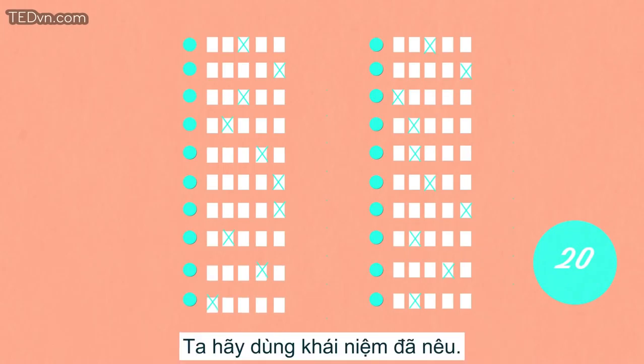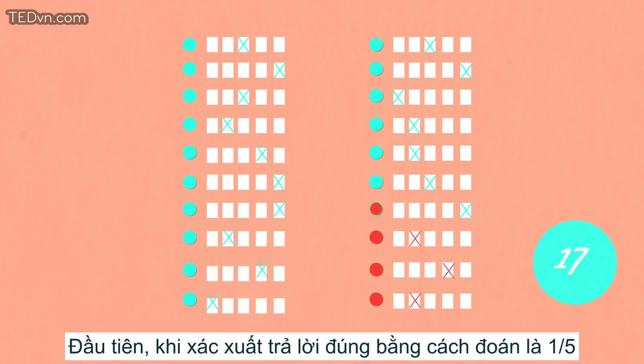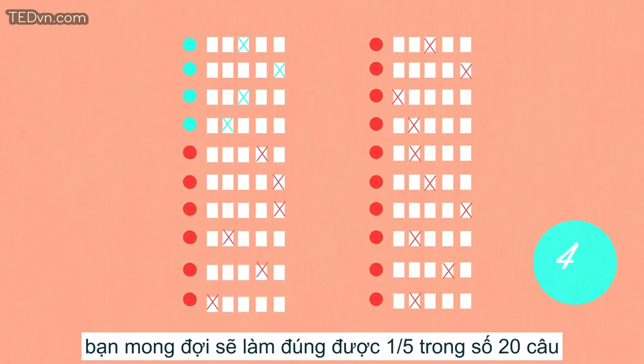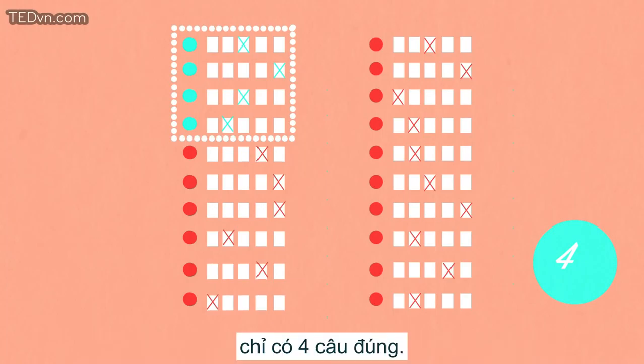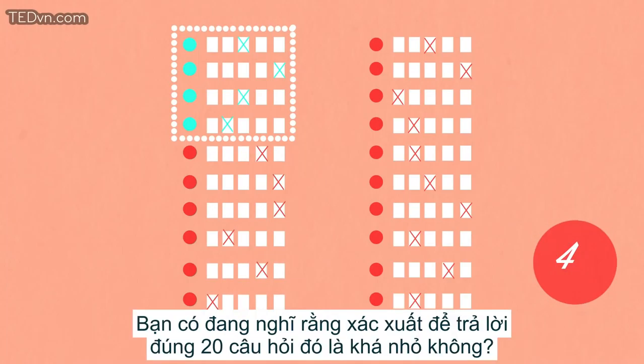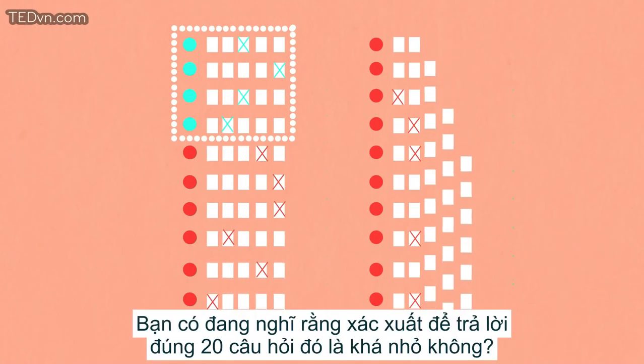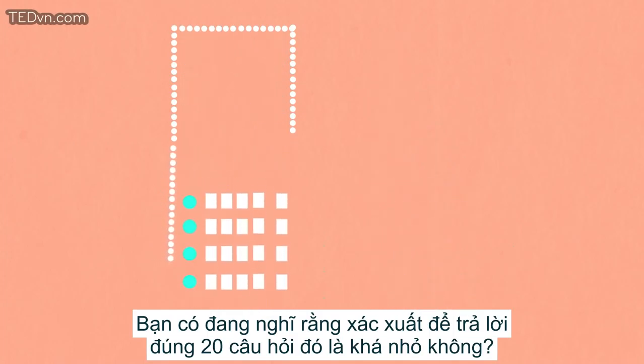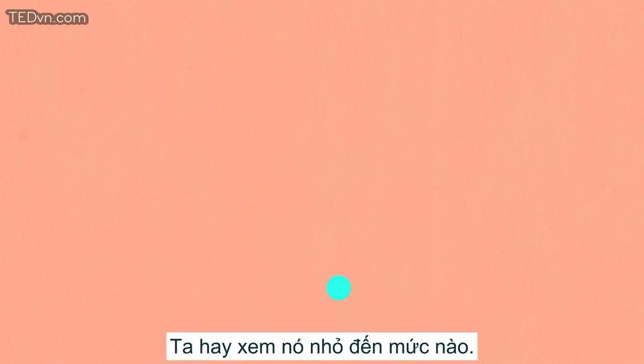Let's use the ideas from before. First, since the probability of getting a question right by guessing is 1/5, we would expect to get 1/5 of the 20 questions right. Yikes, that's only 4 questions. Are you thinking that the probability of getting all 20 questions correct is pretty small? Let's find out just how small.